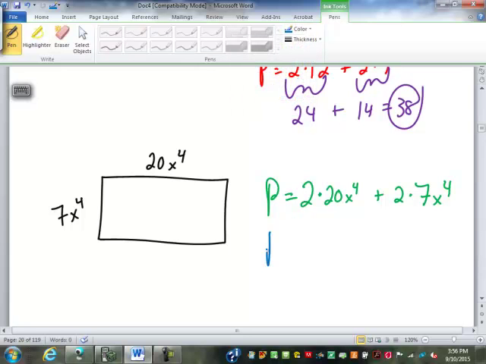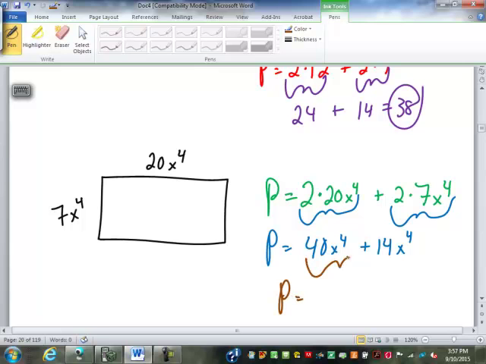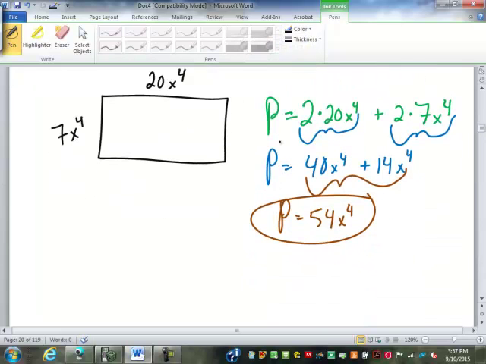Now we have to combine. 2 times 20x to the 4th is 40x to the 4th. 2 times 7x to the 4th is positive 14x to the 4th. And then combine them. 40 plus 14 is 54x to the 4th. Notice the powers stay the same. Again, I can combine those because they have x to the 4th and x to the 4th. They're exactly the same variable and power.